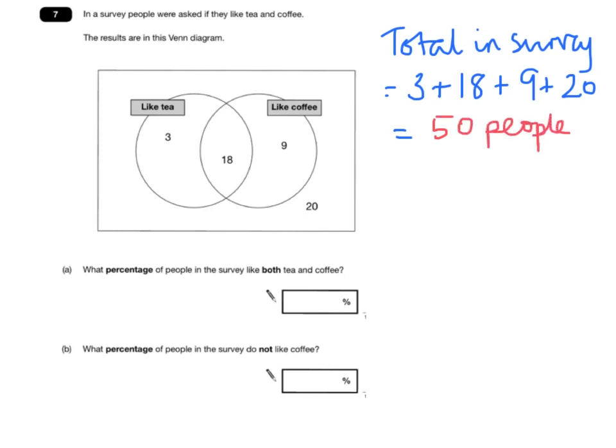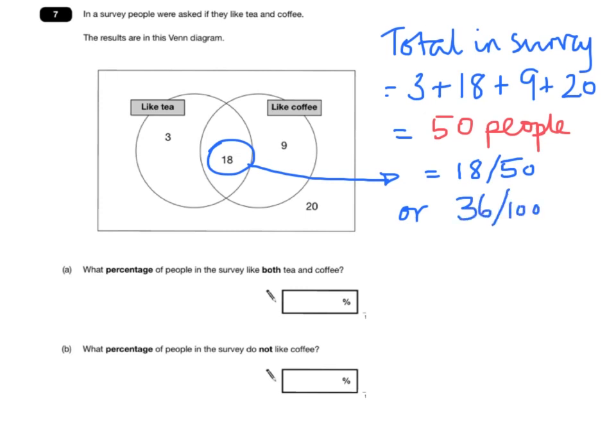It's quite handy if we're calculating percentages, because we can just double the values. So 18 people liked both tea and coffee. That's 18 out of 50, or 36 out of 100, which is the same as 36%.